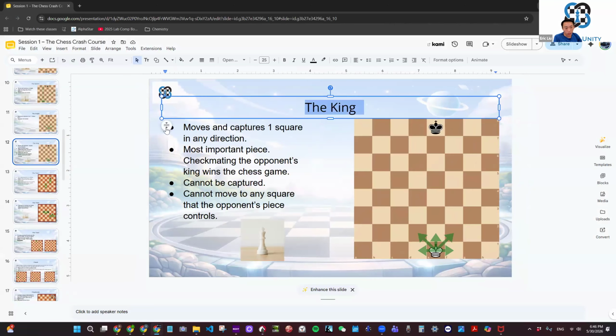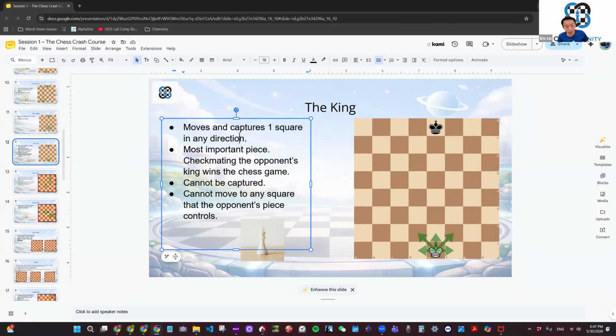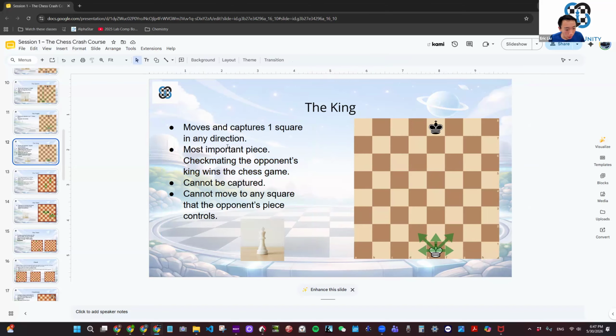The king. The king is the most important chess piece. It moves and captures one square in any direction. Checkmating the opponent's king wins the chess game. That's why it's the most important. You win a chess game by checkmating your opponent's king.